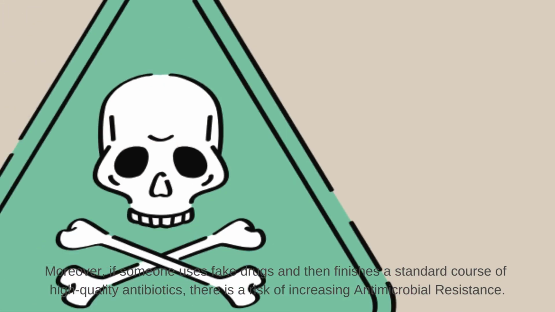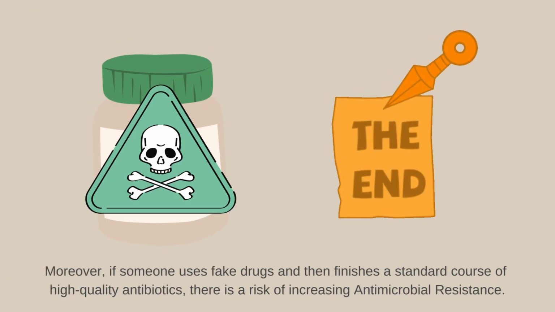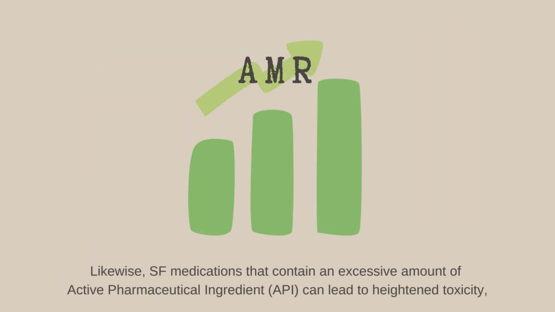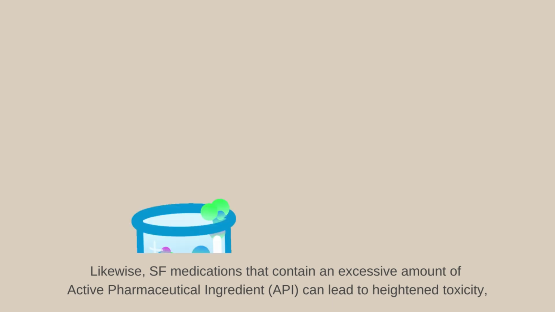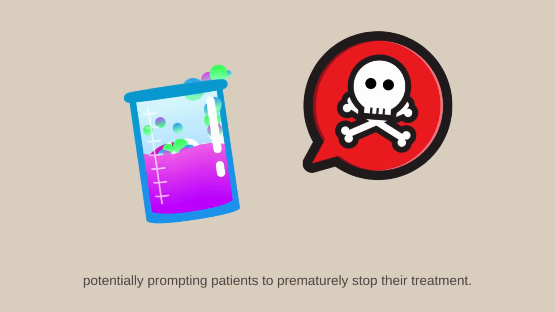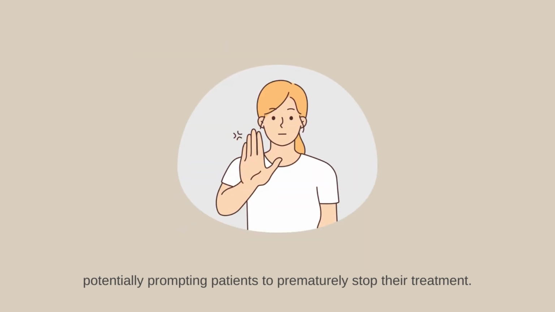In that case, substandard and falsified medications may increase resistant microbe density and lead to onward transmission. Moreover, if someone uses fake drugs and then finishes a standard course of high-quality antibiotics, there is a risk of increasing antimicrobial resistance. Likewise, substandard and falsified medications that contain an excessive amount of API can lead to heightened toxicity, potentially prompting patients to prematurely stop their treatment.